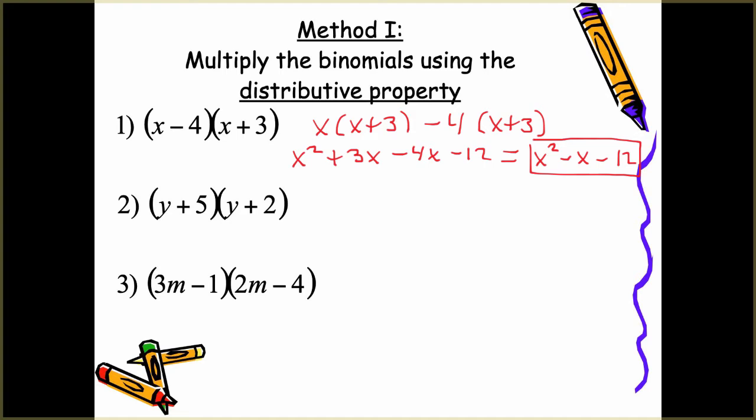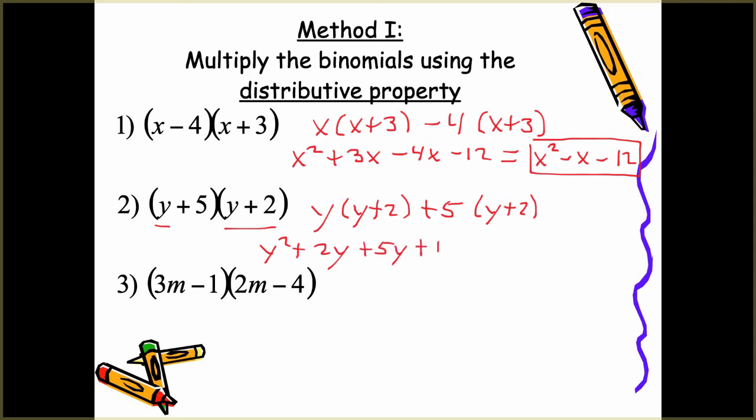Do the same thing to demonstrate distributive property. We take the first term, multiply by y plus 2. We take the second term, which is a plus 5, and multiply that by y plus 2. We bring our y into the y plus 2, we get y squared plus 2y. We multiply 5 into y plus 2, we get plus 5y. 5 times 2 is 10.